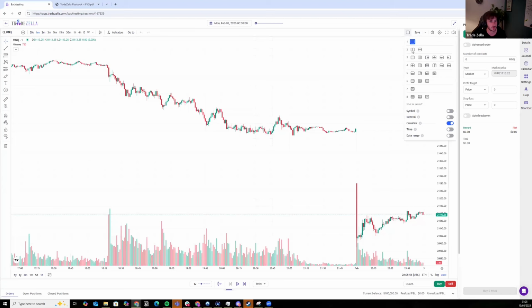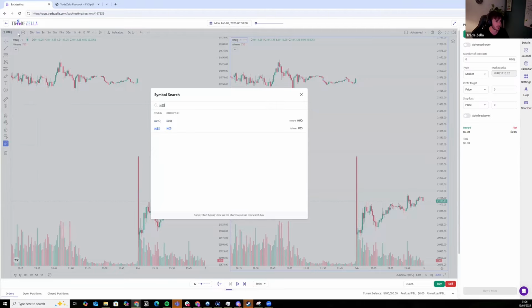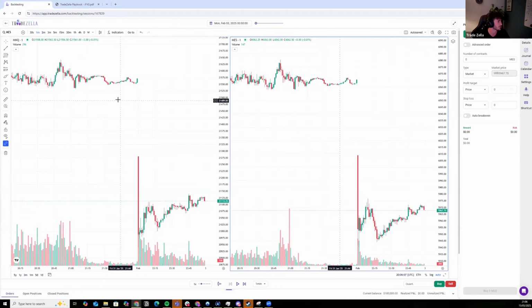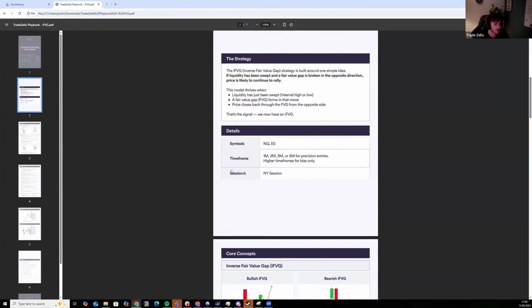Okay, so what we need is to pull up two assets side by side. We've got MNQ over here and we need MES over here. For those of you that aren't familiar, this is NQ and this is ES. Let's jump straight into the New York session. As you can see, the session that we trade is the New York session, so we only want to be trading New York session with this.